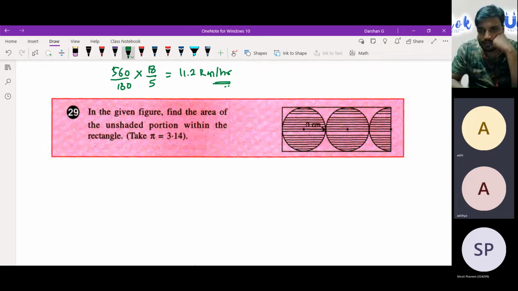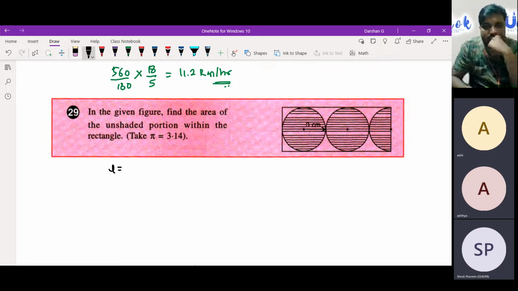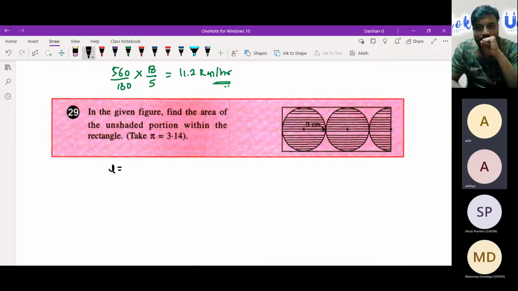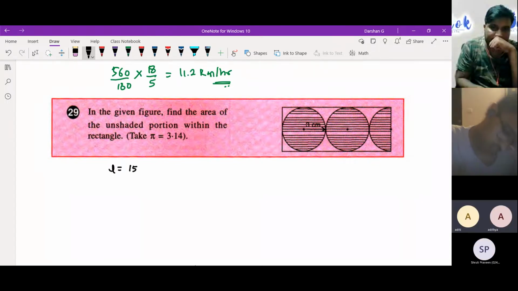Okay, so what's the length? Anybody? 15 centimeter. Yeah, 15 centimeter. Okay, 3 plus 3, that is 6. 6 plus 6, 12. 12 plus 3, 15. That length is 15 centimeter.